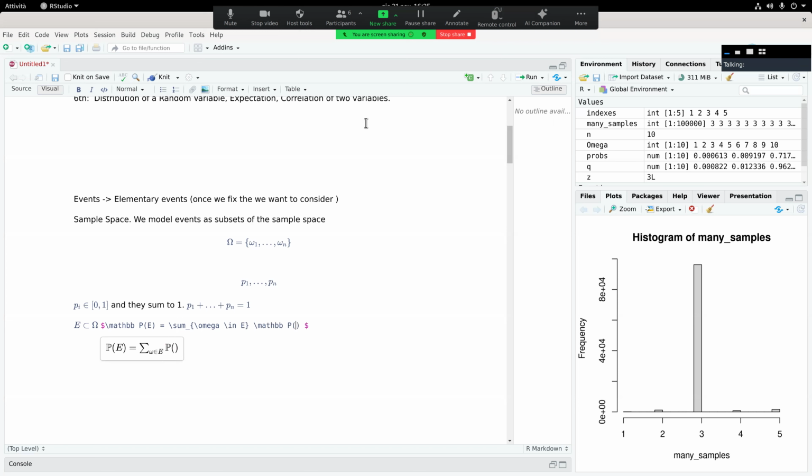And we introduced also the conditional probability. So if you observe A, our probability changes, and the probability of A changes.